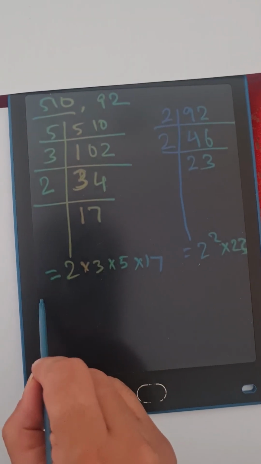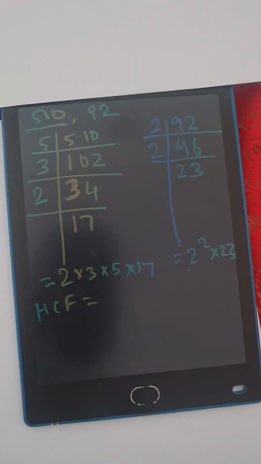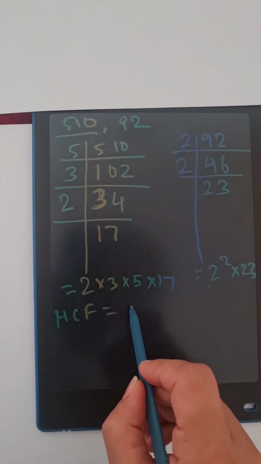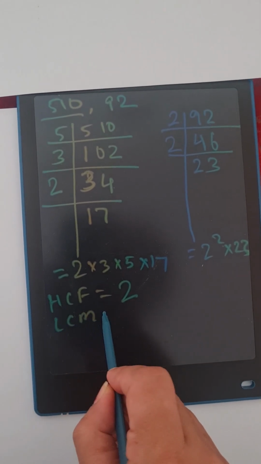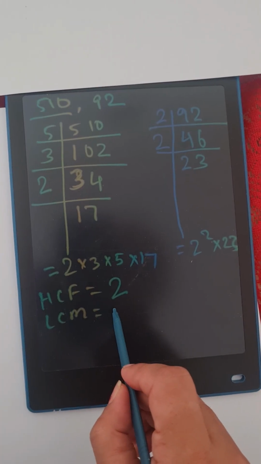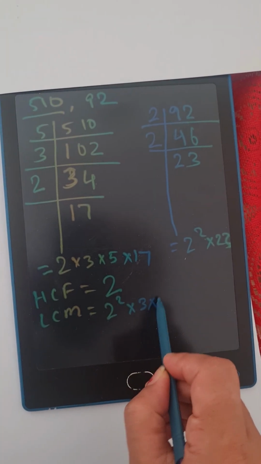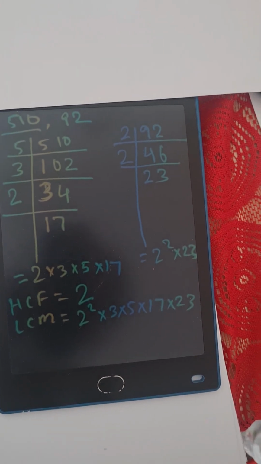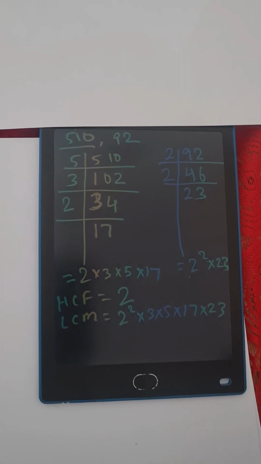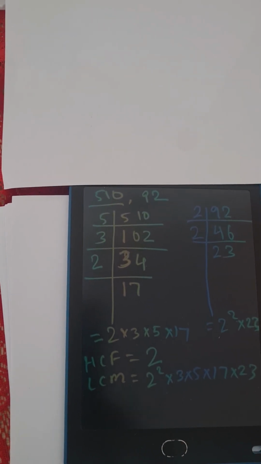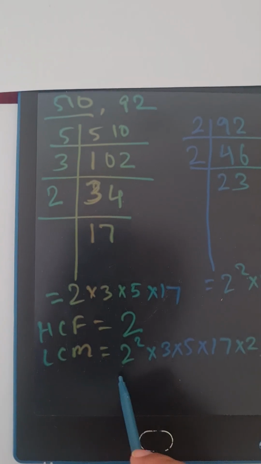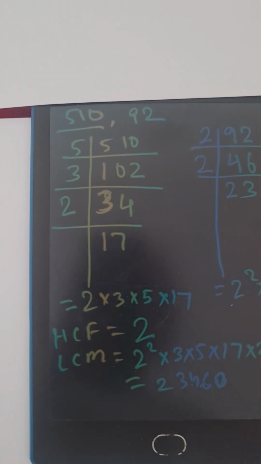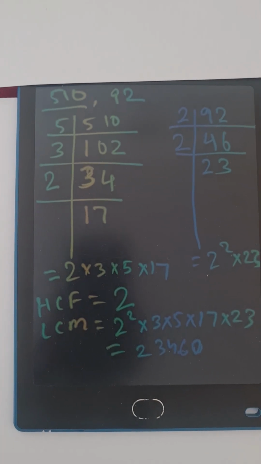Now to write the HCF, we will take the lowest power of the common number. The common number is 2, the lowest power is 1. So HCF is 2. LCM of these two numbers is 2 raised to the power 2 into 3 into 5 into 17 into 23, all the numbers possible. Which is a big number, 23460. No point of checking by multiplying the numbers.